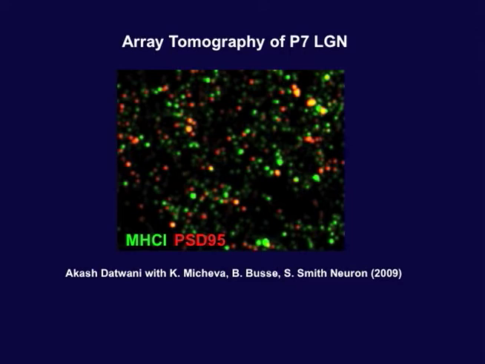Then you can strip the antibody. Then you can stain with your next favorite one, PSD-95. You can image, strip, register, and align, and you can do it in depth because you have these ribbons. So that's the tomography part, and the array part is you can array up to 10 different antibodies sequentially until the tissue falls apart, basically.